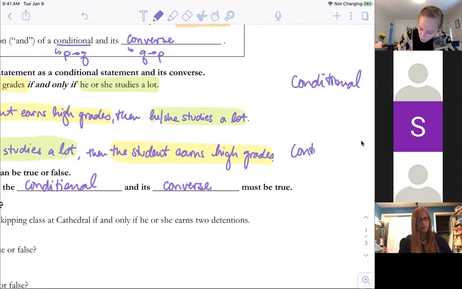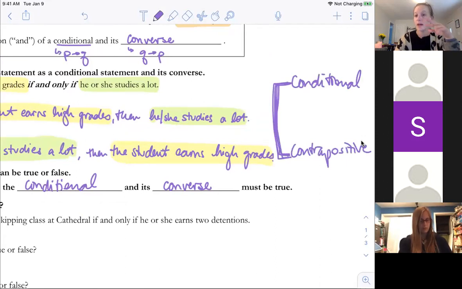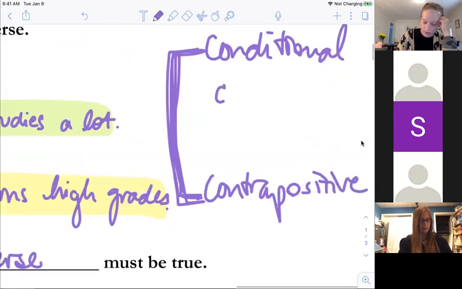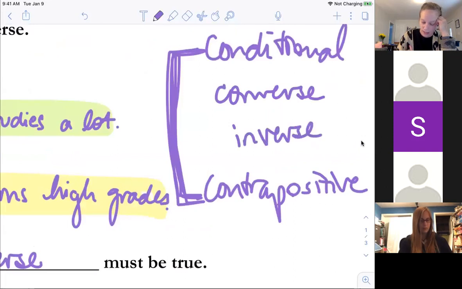I remember conditional and contrapositive. I know I'm writing super messy off to the side, but it's because I want you to still see my other notes. The conditional and the contrapositive have the same truth value. So if the conditional is true, the contrapositive is also true. Then the other two, the converse and the inverse, have the same truth validity. So the converse and the inverse are both the same.